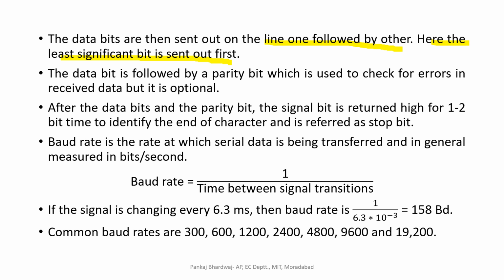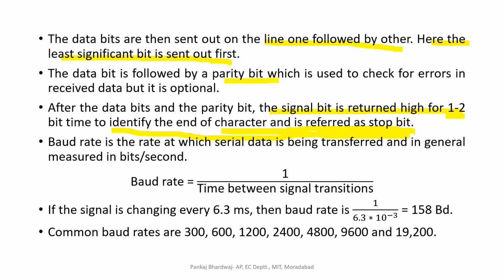The data bits are followed by a parity bit, which is used to check for errors. We can include the parity bit so that we can check whether we have received the correct combination of bits or not. If the data received has some errors, then we can rectify it by some techniques, or we can ask the transmitter to send the same frame again. After the data bits and parity bit, the signal is returned high for 1 to 2 bit times to identify the end of the character, and that is referred to as the stop bit.